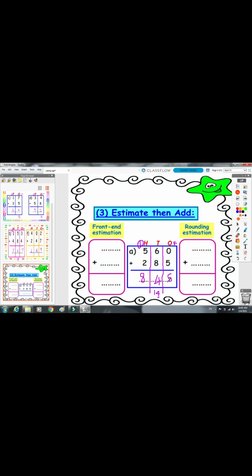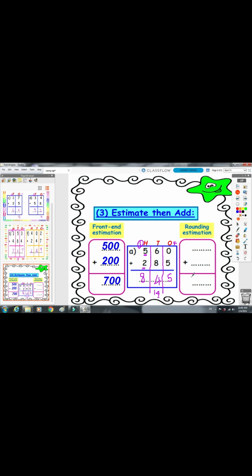Now it's time to estimate. I will estimate using the first method, which is front-end estimation. And in the front-end estimation, I look only at the first digit. The first addend here is 560, so it will be estimated to be 500. And the second addend is 285. I will look at the first digit, which is 200, and it will be estimated to be 200. Now I have 500 plus 200, and it equals 700.